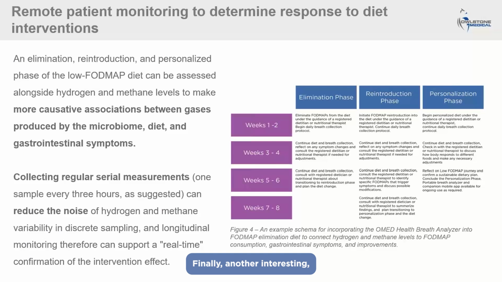Finally, another interesting use of breath sampling devices like our OMED device. You could take samples from patients over multiple days and really build a good understanding of what their natural variability of hydrogen and methane looks like, given their normal diet and their normal lifestyle, before you give them any interventions, like, for example, the FODMAP diet. Then during the different phases of the diet, with the intricacies of all the FODMAP challenges, you can build a better understanding on the post-intervention effect by comparing with the individual patient's baseline.